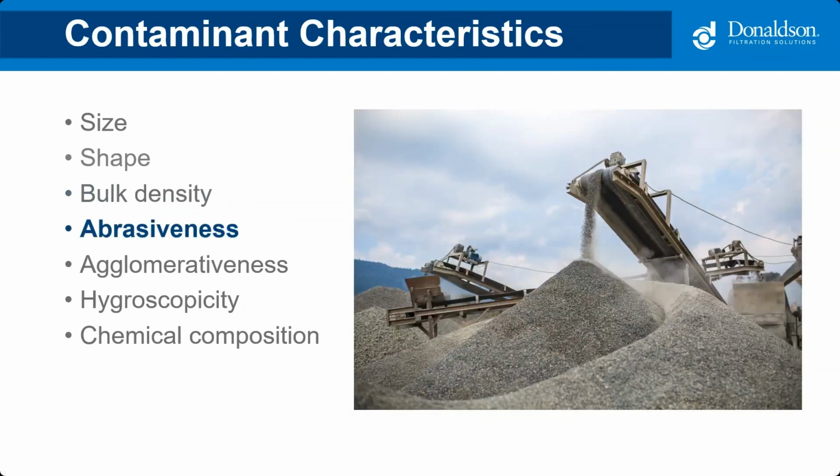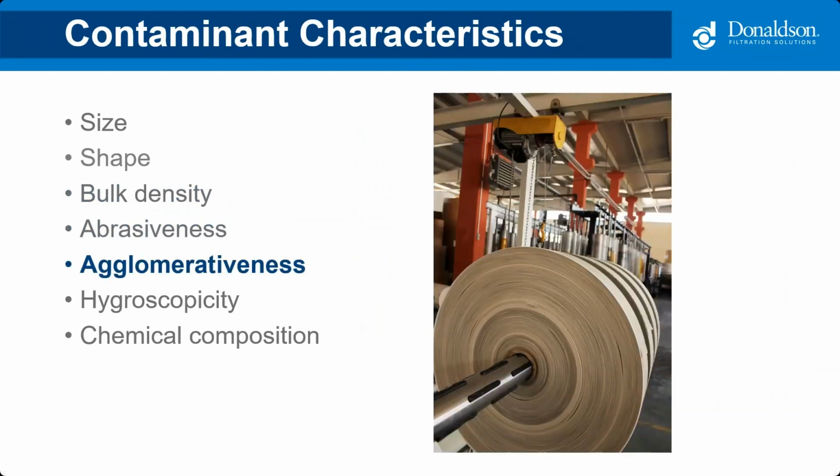Abrasive dust, such as sand, rock, or abrasive blast shot, will degrade filter media, collectors, and enclosures, so it's an important design consideration. Agglomerativeness is a characteristic that will tend to gather the dust into a ball, mass, or cluster. Examples of agglomerative dust are paper, cellulose, and cotton. Special cartridge design and potentially specialty baghouses may be needed if the dust is agglomerative.